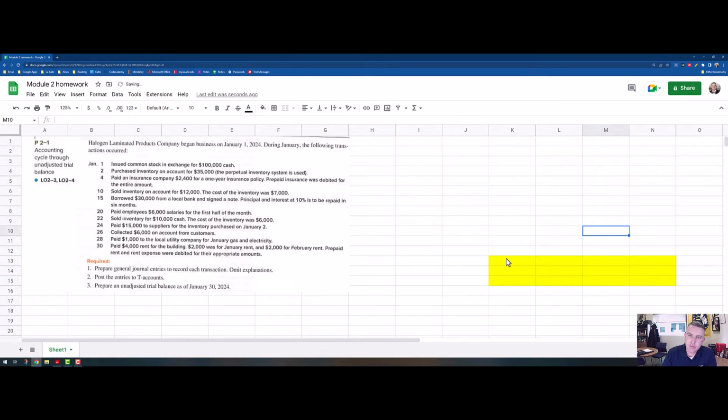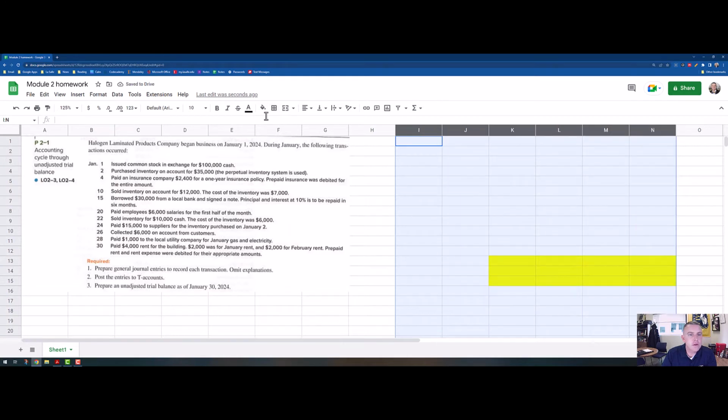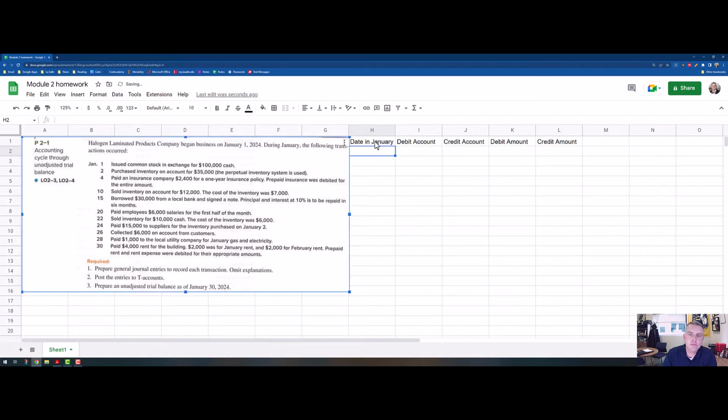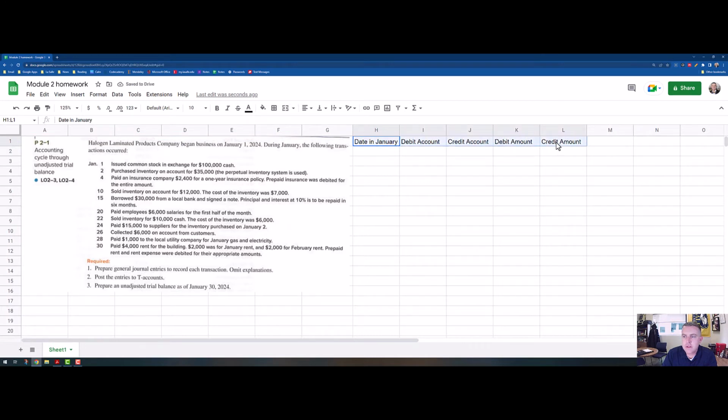So let's set up our problem here, though. Okay, so I'm gonna say let's reset this. I don't want the colors. I'm gonna create a column for debit account, credit account, and then debit amount and credit amount. Okay. And then I'm going to say January, so this is going to be the date in January. All right. You guys with me so far? All right. So let's just make this bold so you guys can see what's going on.